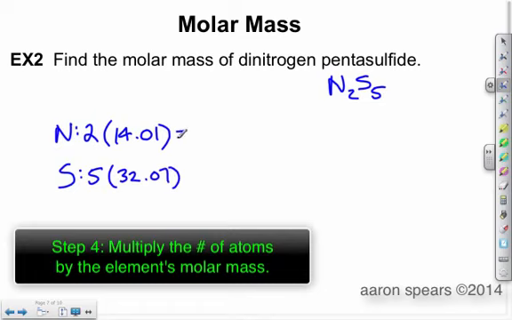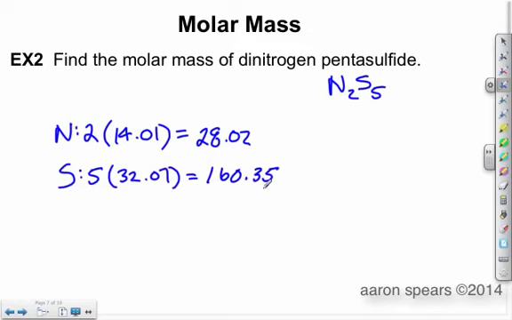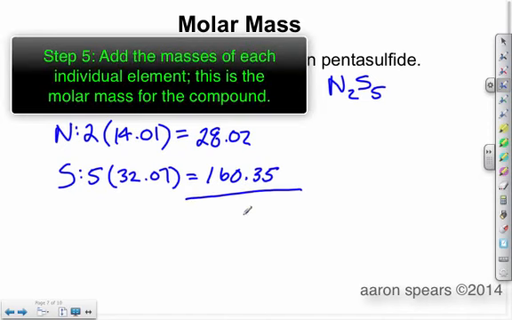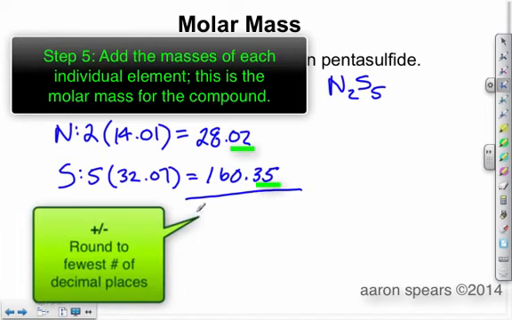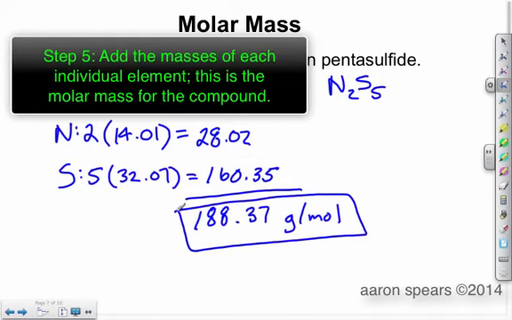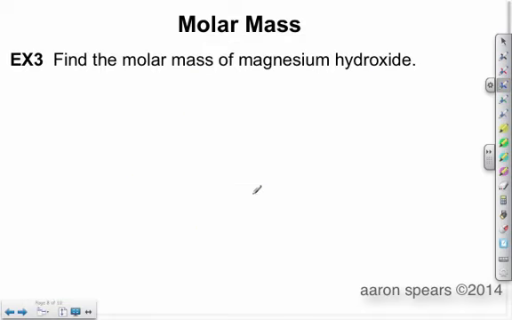When we do the multiplication, we get for the mass of nitrogen in the compound 28.02, and for sulfur 160.35. Now, to get the molar mass of the entire compound, we've got to add up these numbers, and we want to make sure that we adhere to the rules of rounding for addition and subtraction. So when I add this up, I get 188.37 grams per mole.